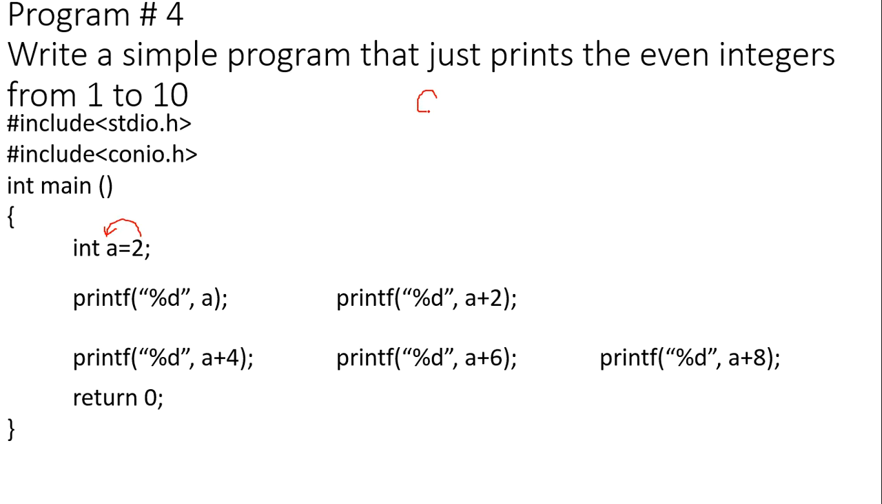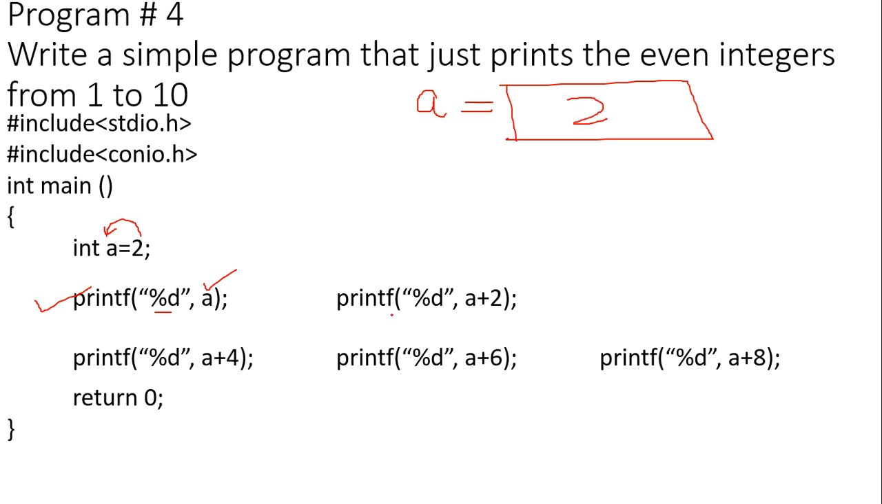So assuming that our a variable has the value 2, now the a variable contains 2 as an initial value. So what should the program do? It directly prints that 2. So output screen, that is printf, %d will print the variable a.